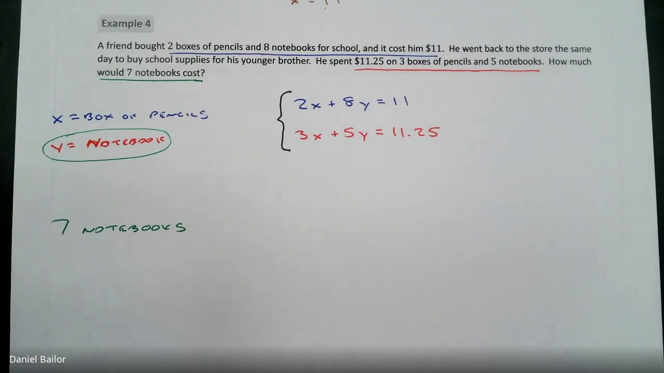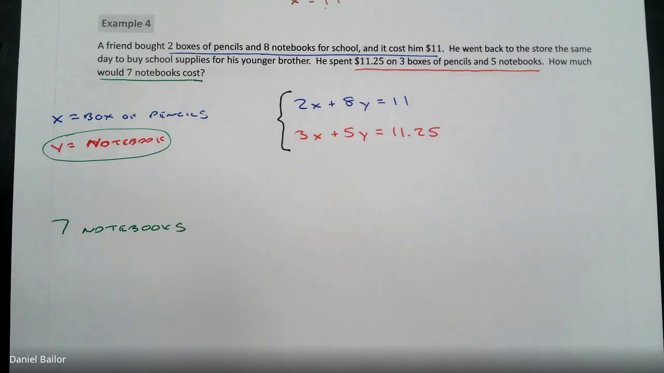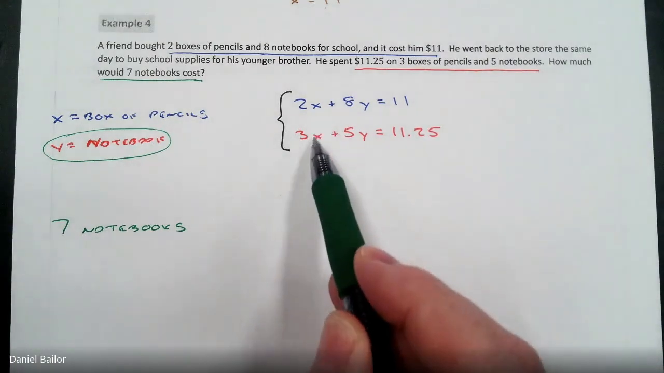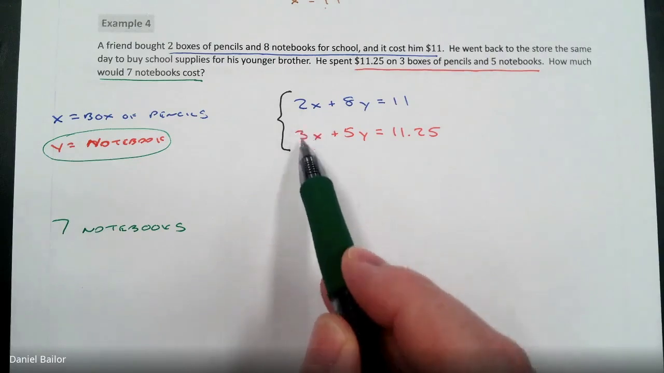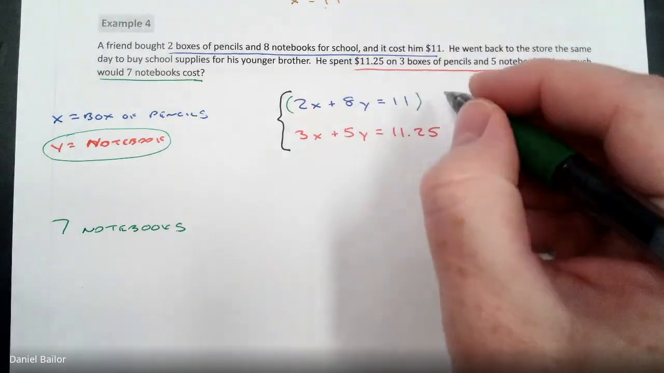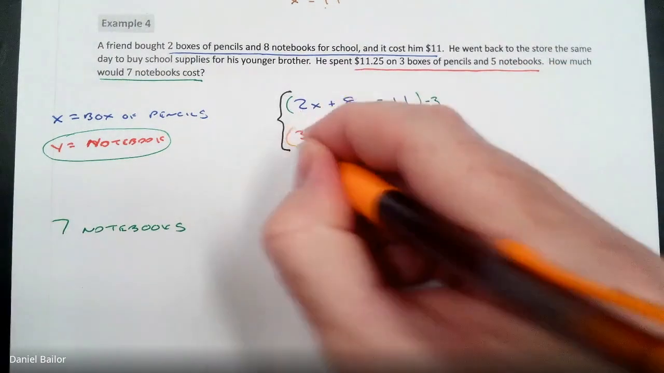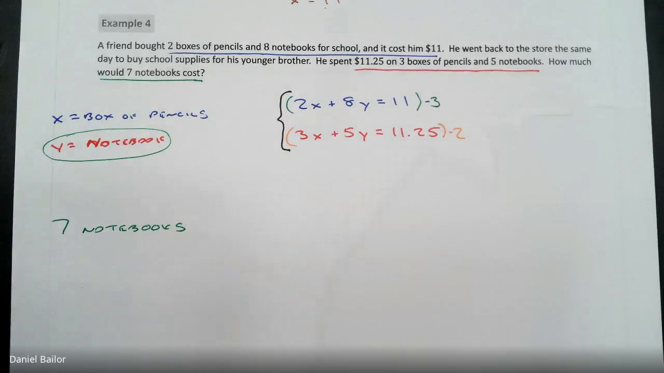So what I'm thinking of doing is using the elimination way to make the x go away. I want the x to disappear because I don't care about the x. I want the notebooks because I want 7 notebooks. So let's make the x go away. To do this, you can see the elimination method might be a little bit tricky here because these are not the same. But I can make them the same. I'm just going to take this one and multiply it by -3. And I'm going to take this equation and multiply it by -2.